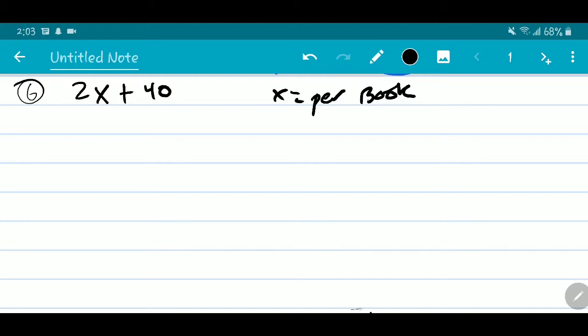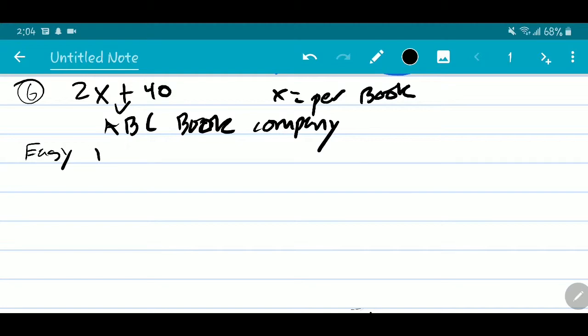And that is the ABC book company. That is the first company. Now the second company, which is called the Easy Book Club. And that equation that they give to us is $3 per book, where x is per books, so 3x, and a $35 fee.